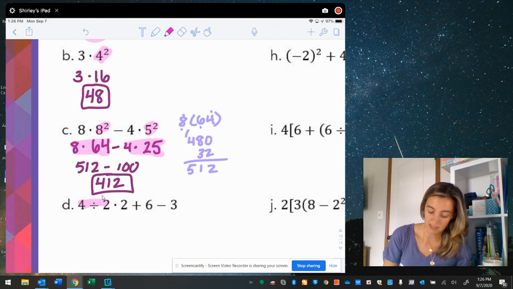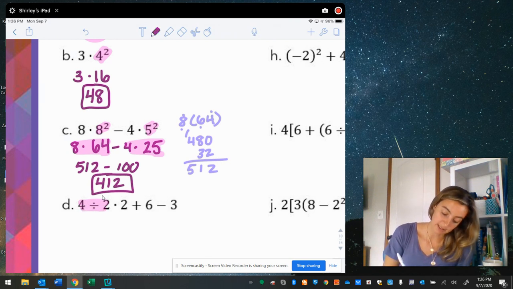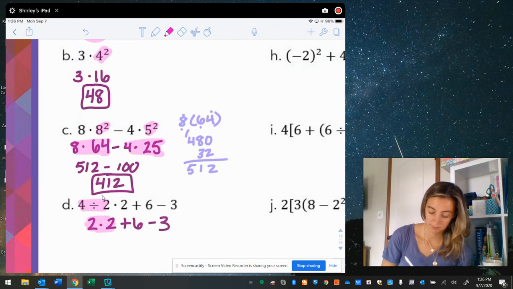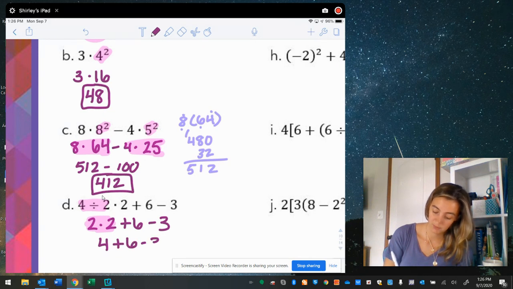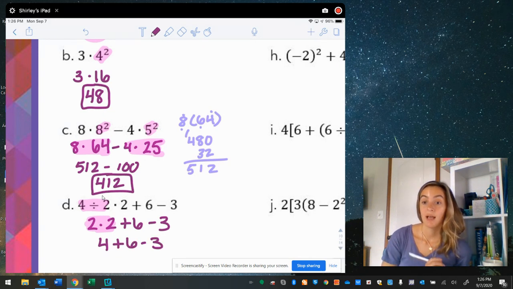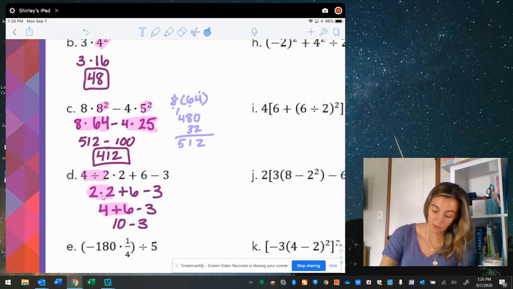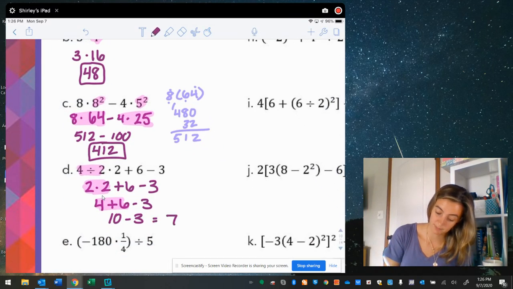So in this case, I have to take care of my 4 divided by 2. That's going to give me 2. And then I'm just bringing everything else down, making sure I'm only doing one step at a time. Take care of my multiplication. 2 times 2. Bring everything else down. Now I have addition and subtraction. Not always doing addition first, always left to right. In this case, that is the addition. 4 plus 6 is 10. Bring down my minus 3 to make sure my final answer I get is 7.